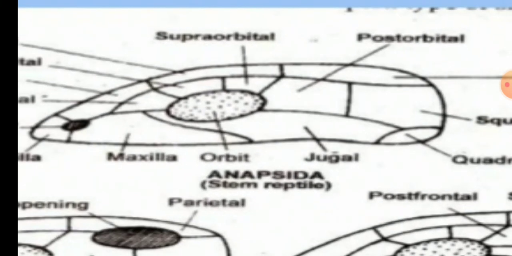No. Anapsid means they are devoid of any fossae; there is no fossa present. That's why it is called anapsida.